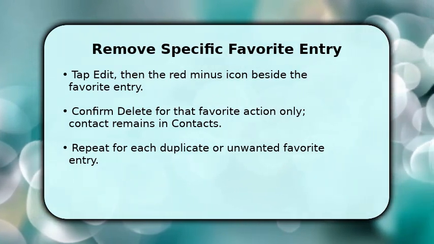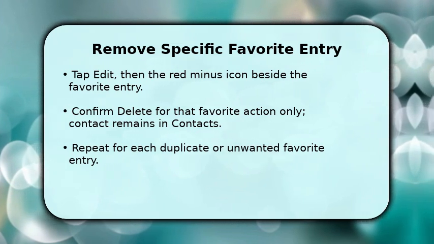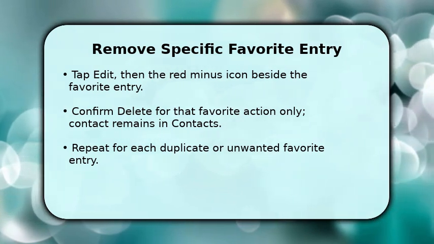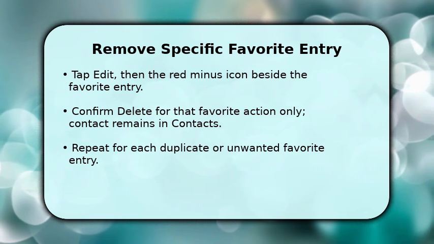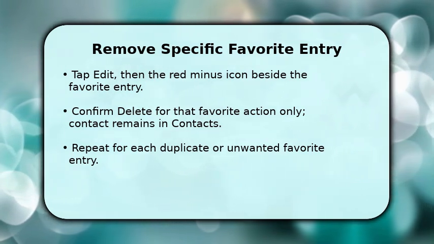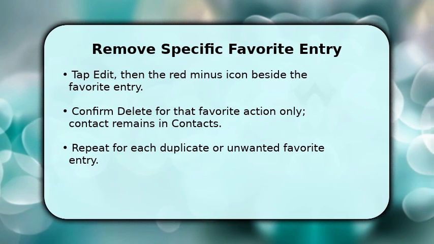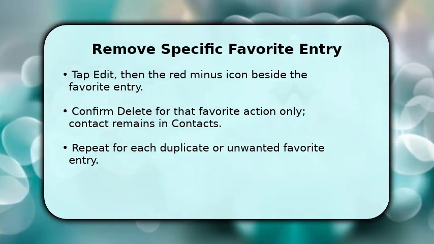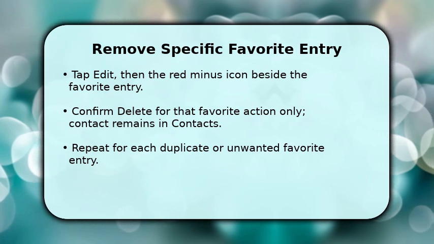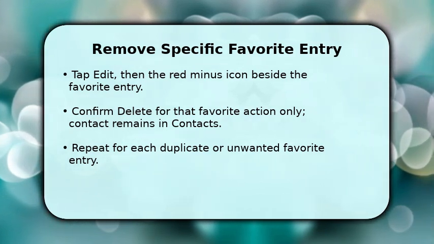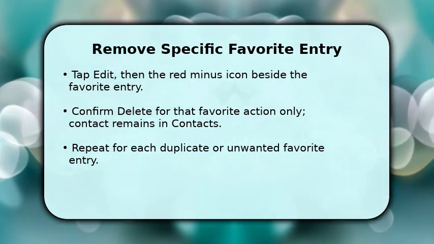This action is immediate. If the contact has multiple favorite actions, like mobile and FaceTime, remove each one you don't want. Make sure to check under Recents if a number reappears, because favorites can be re-added from call history. After removing entries, tap Done to save changes. This keeps the contact intact while cleaning your favorites shortcuts efficiently.